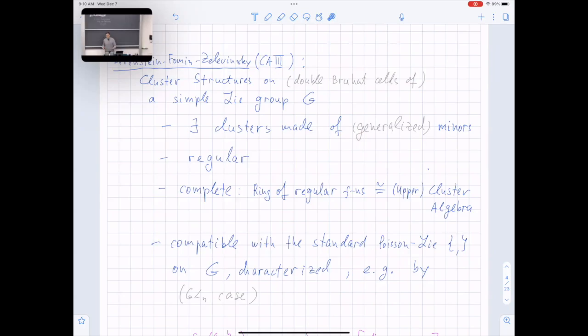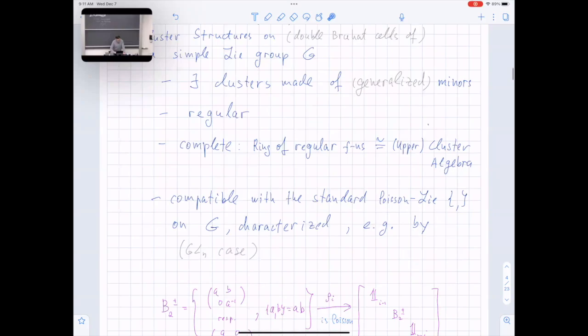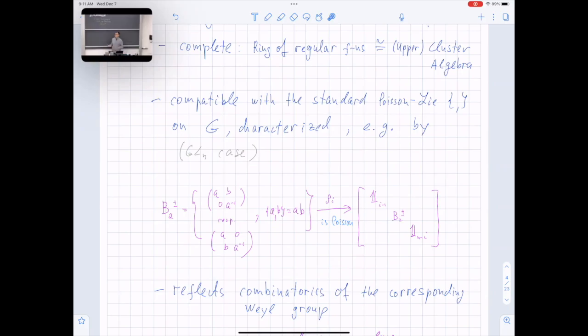And then finally, what is relevant to our talk, they are compatible with a standard Poisson Lie bracket on the group G. This Poisson Lie bracket actually appeared implicitly in Lasse's talk, but I will again talk about this a little bit later. And there are more nice properties. So you can consider the following subgroups inside of my group, and all my examples will be for the SLN case, or GLN case, but many of them extend to more general situations.